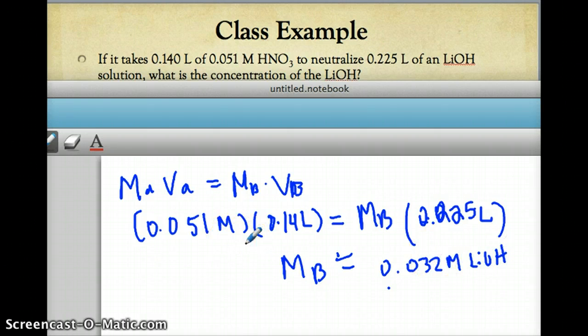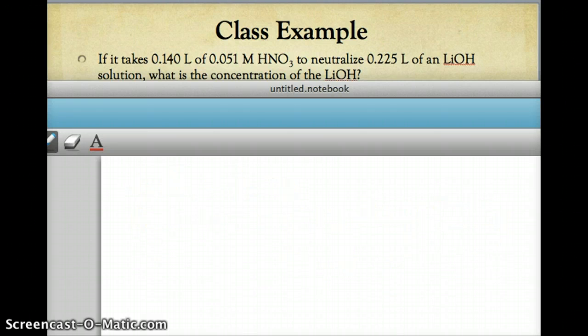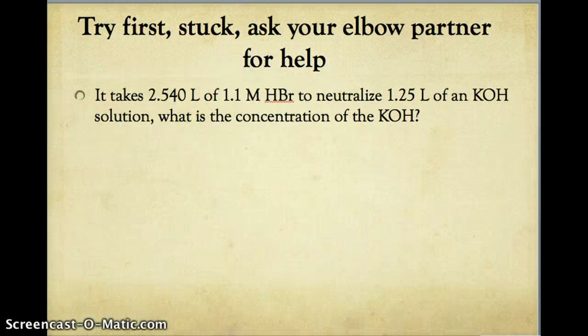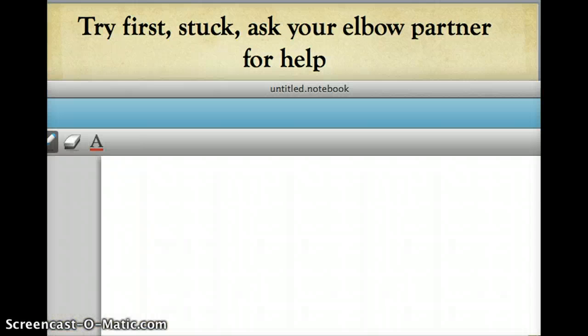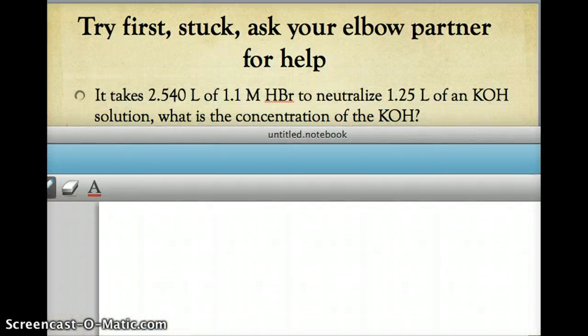Okay, now you try example 3. Pause it now and then play again. So example 3 says you're finding the concentration of hydroxide, so you should have written your formula.